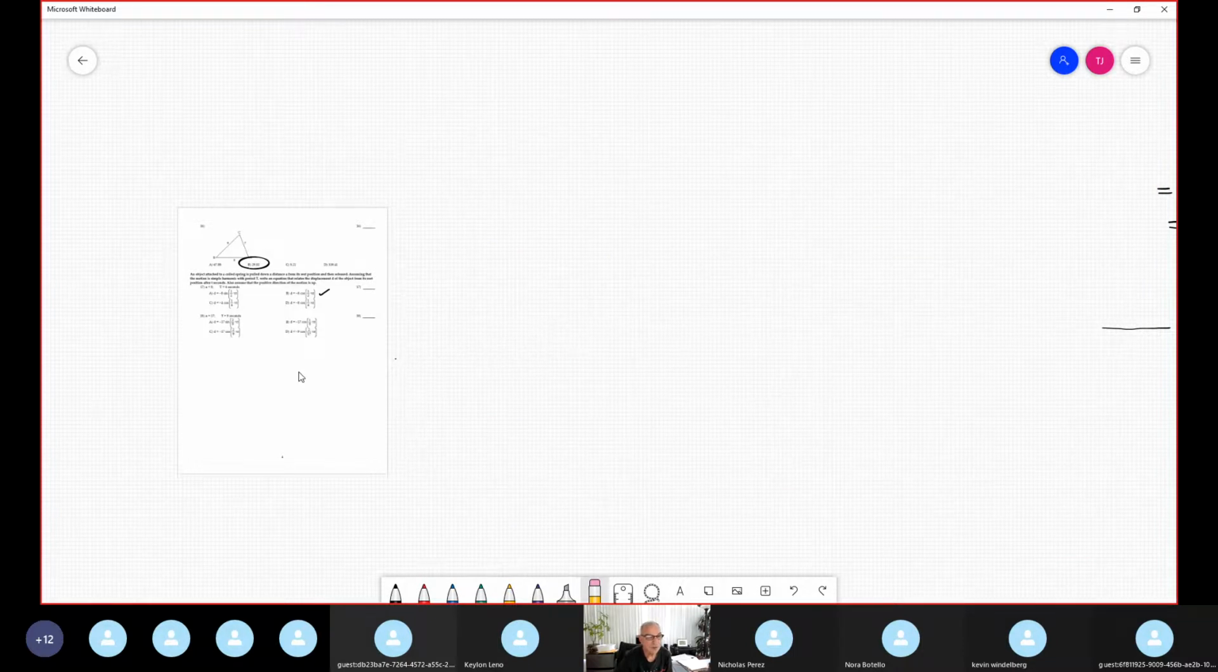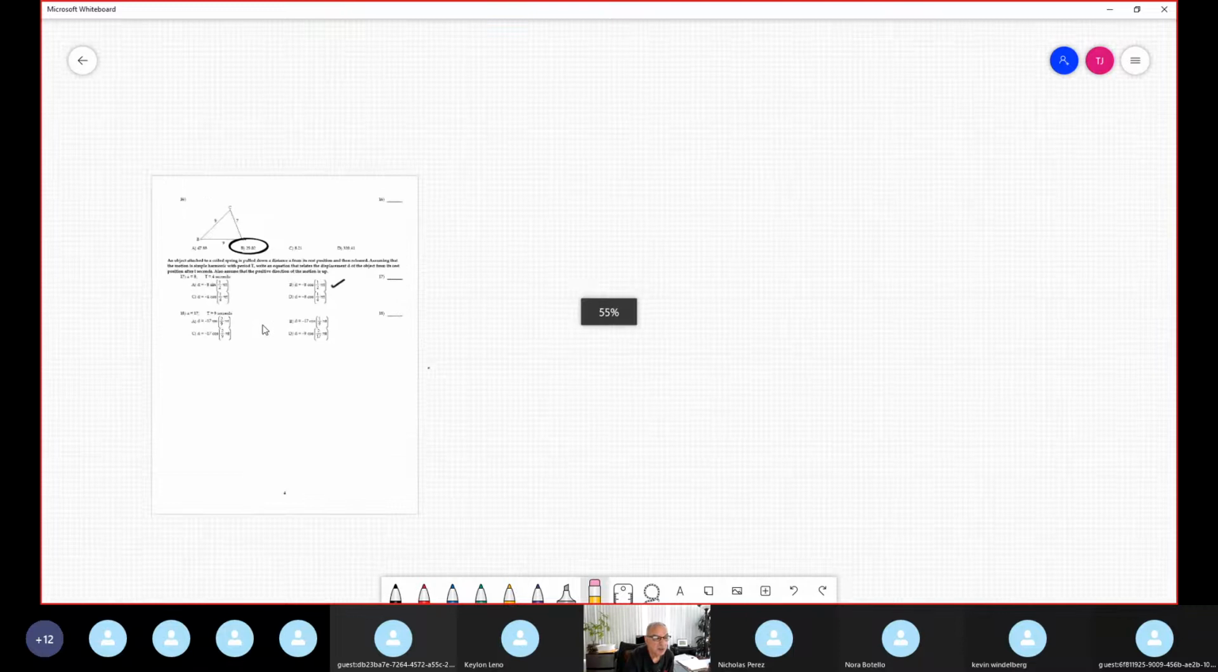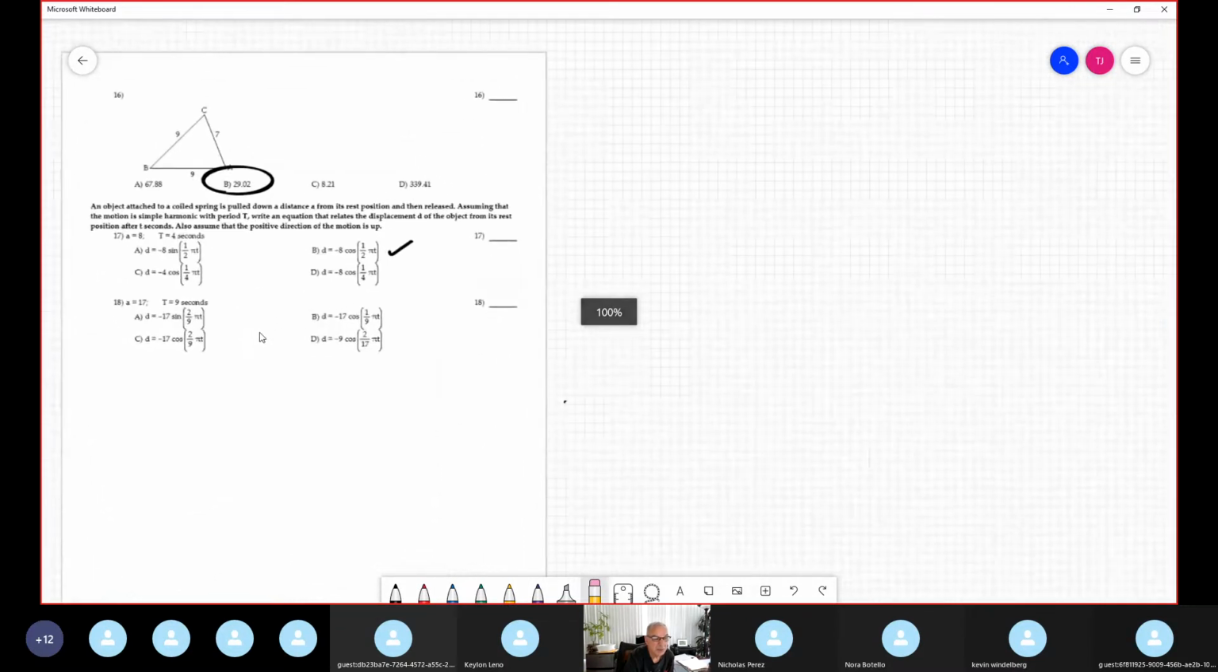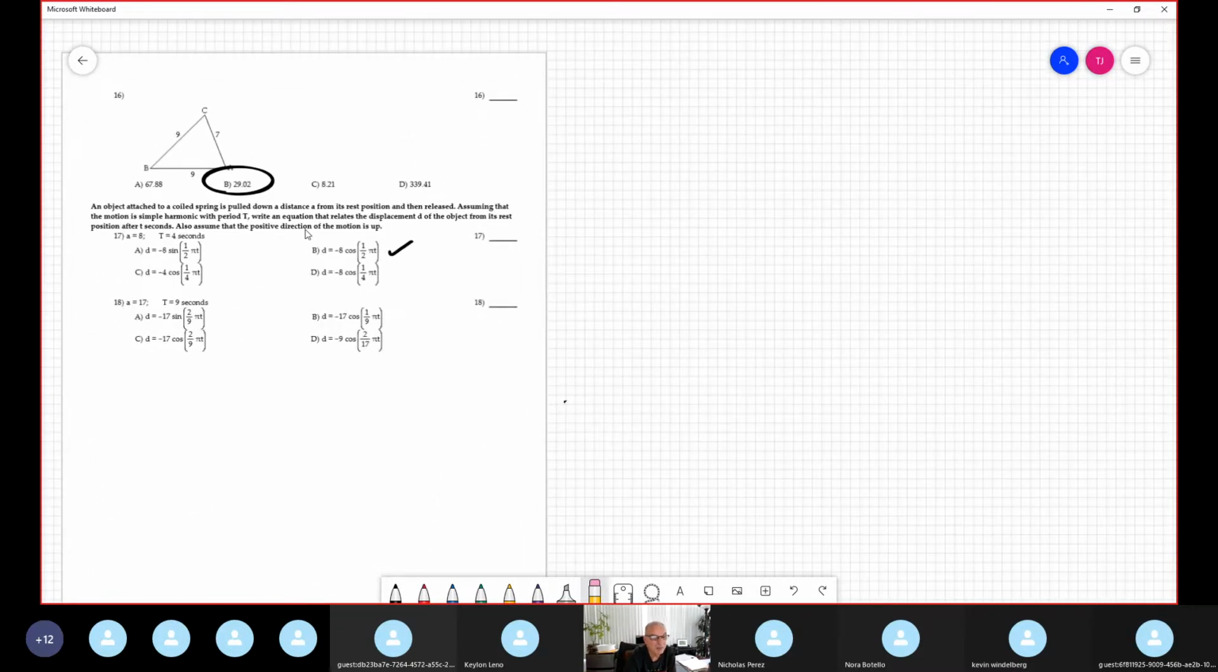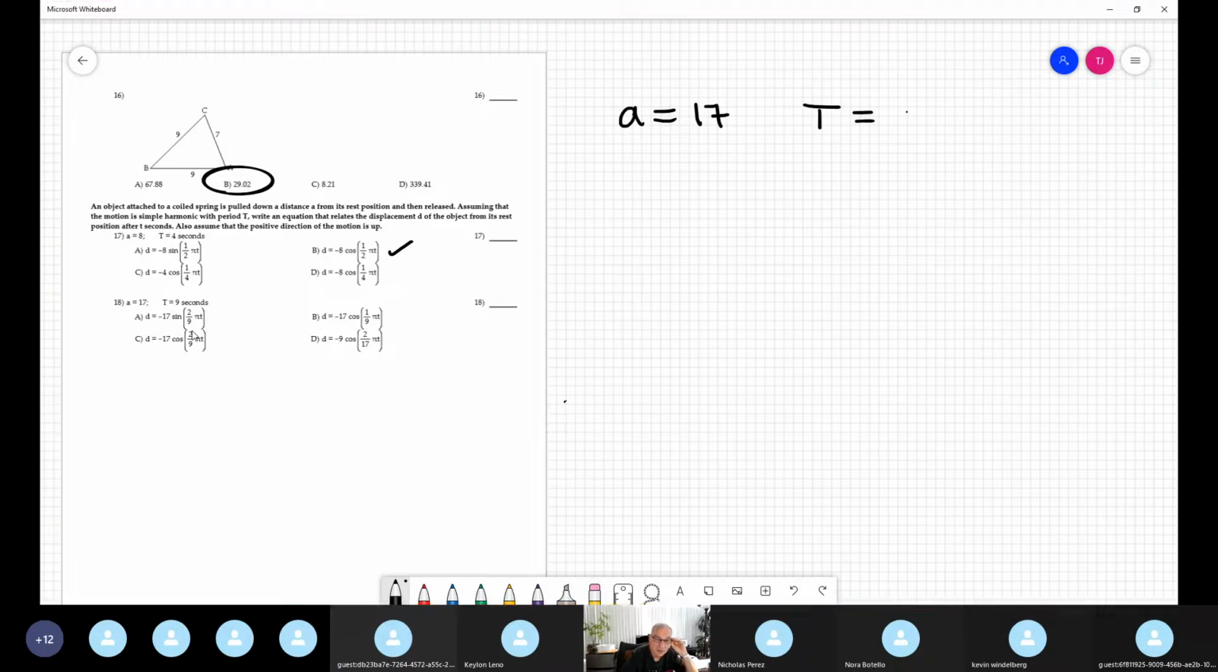And the next question, the situation is similar. It's the same problem with other information. So amplitude 17. Of course, it's down because the problem says always common for the 17 and 18 is pulling down. And the period is 9 seconds.